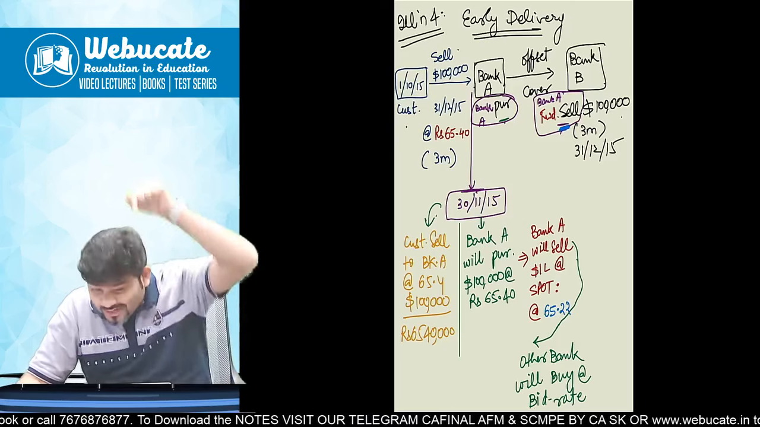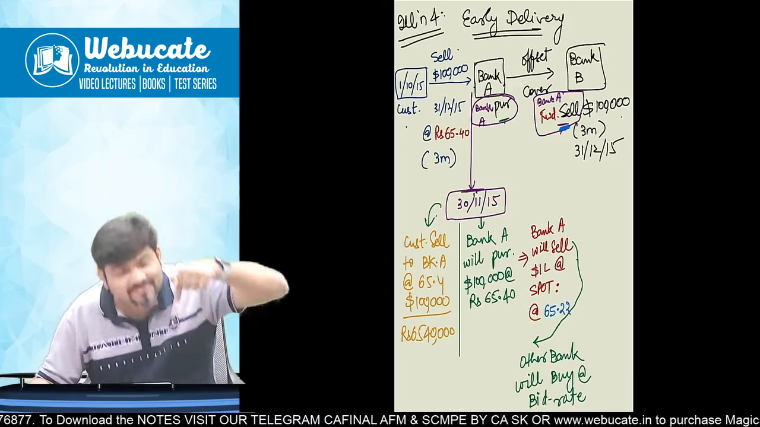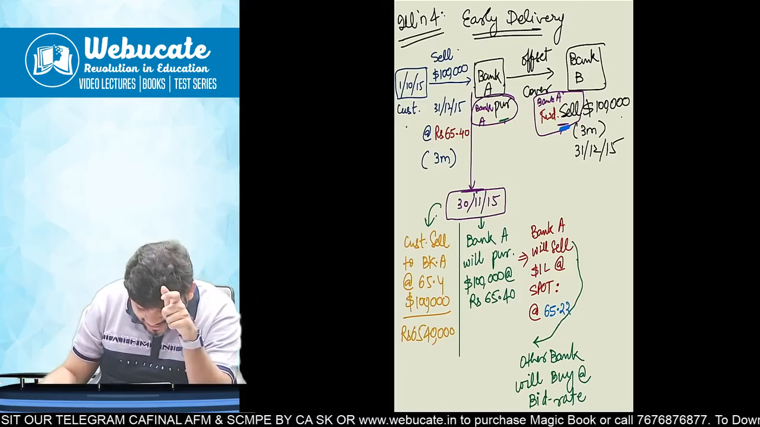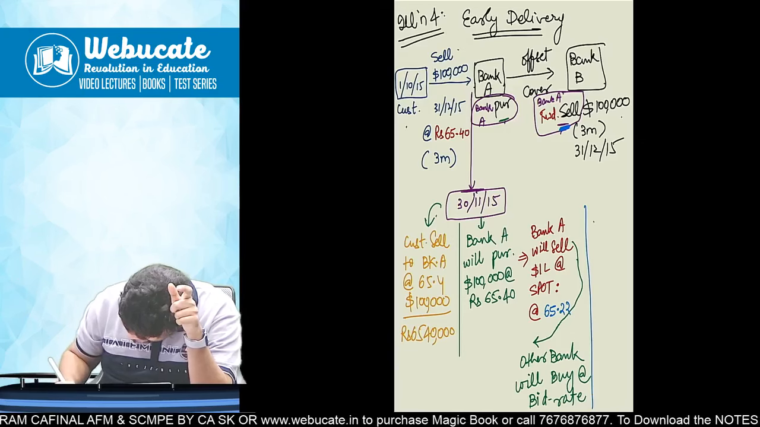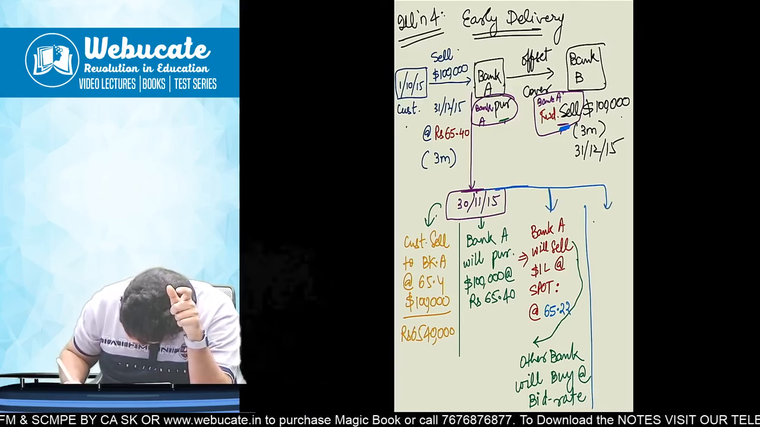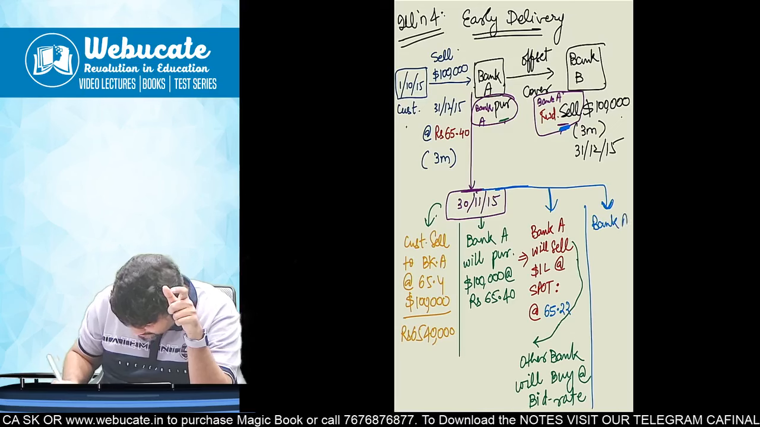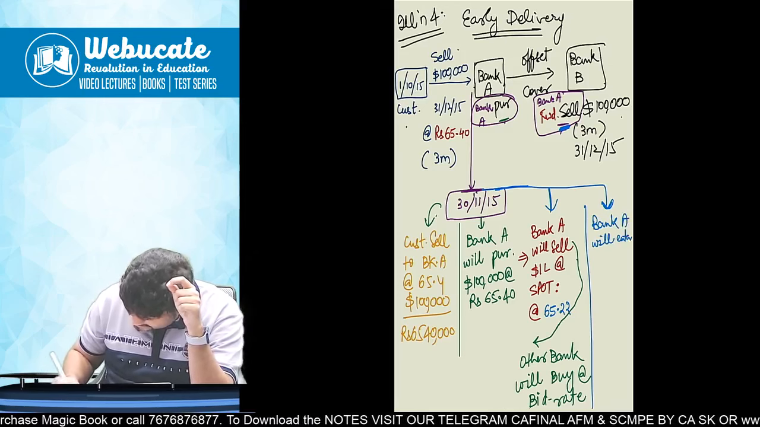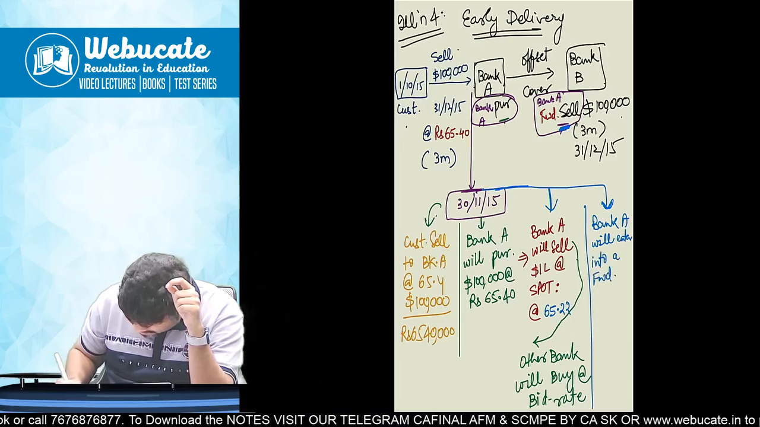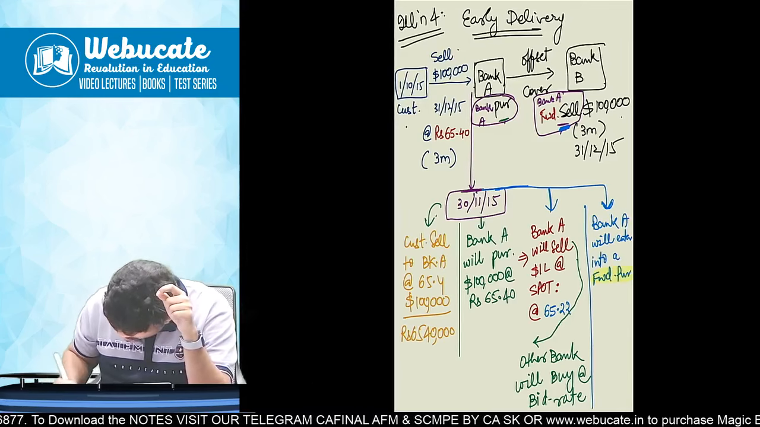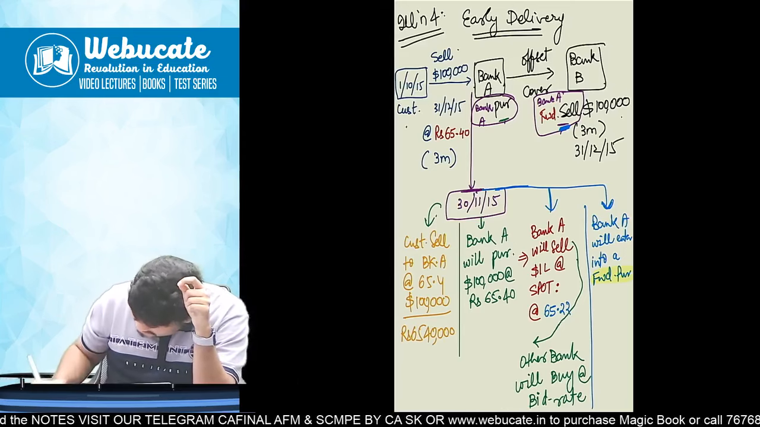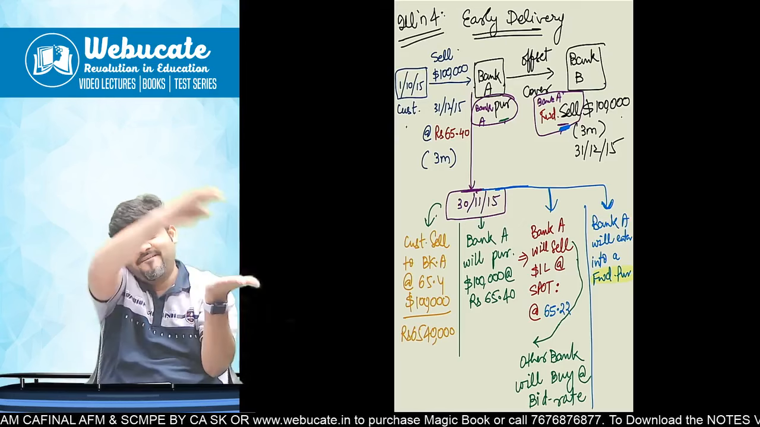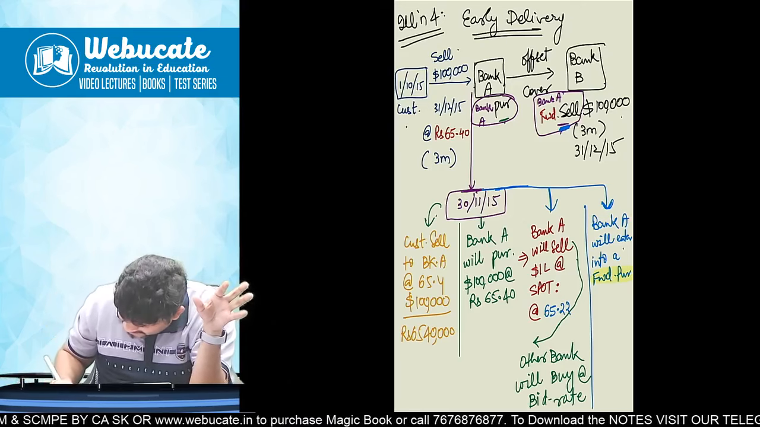So what will he do? Today he will enter into a forward purchase. So that forward purchase 1 month, forward sell game over on the due date. So today what he is going to do, guys, he will have to enter into a forward purchase. So today itself, on 30th, all of this is happening on 30th. What is going to happen? Bank A will enter into a forward purchase. Why forward purchase? Because his forward sell is outstanding. So after 1 month, forward purchase, forward sell, matter settled. So on 30th itself, we will have to enter into a 1 month forward purchase.